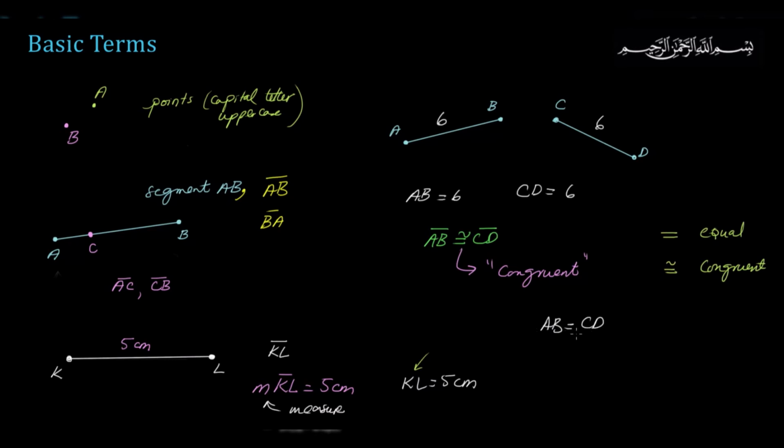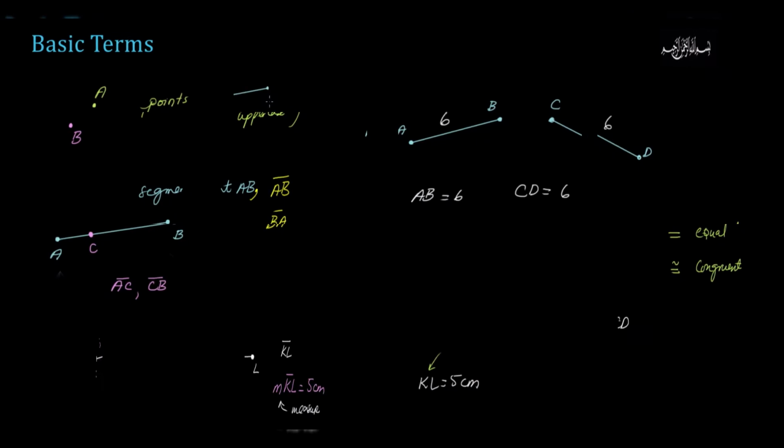You would not read this as AB is congruent to CD. Okay, and you would not use the word segment over here, as in segment AB equals segment CD. No, this is the length of AB equals CD, or the measure of AB equals the measure of CD. Okay, so two segments are congruent if their measures or their lengths are equal.